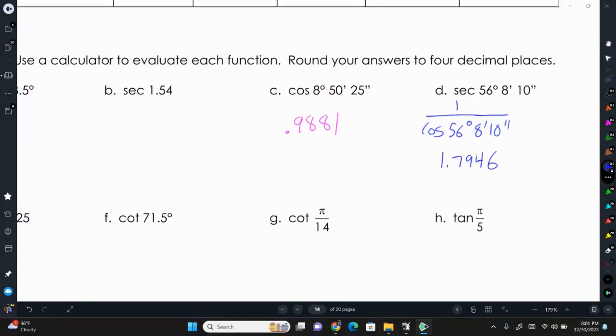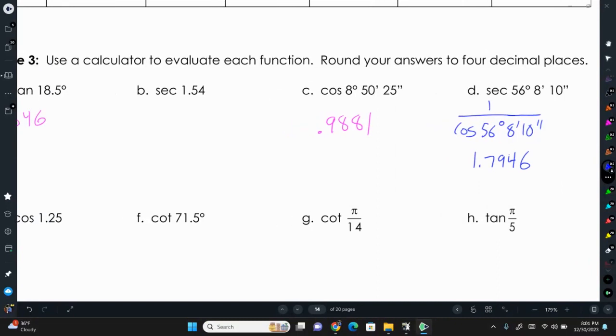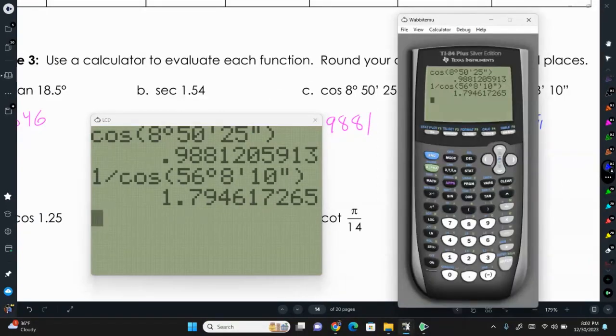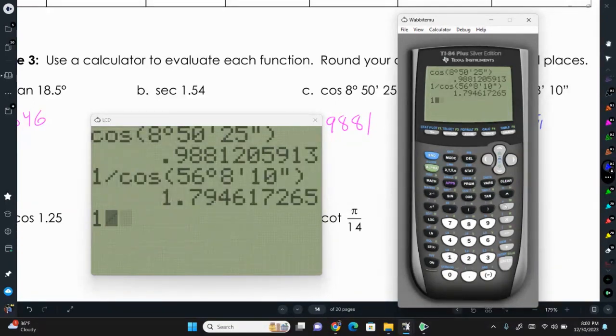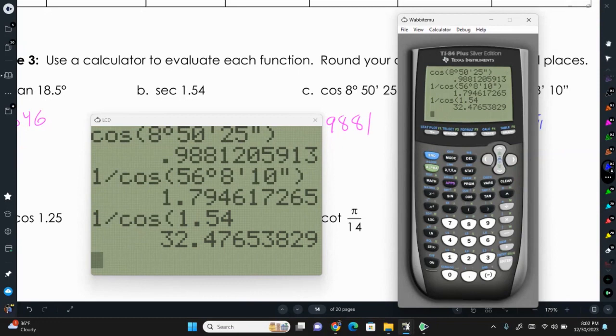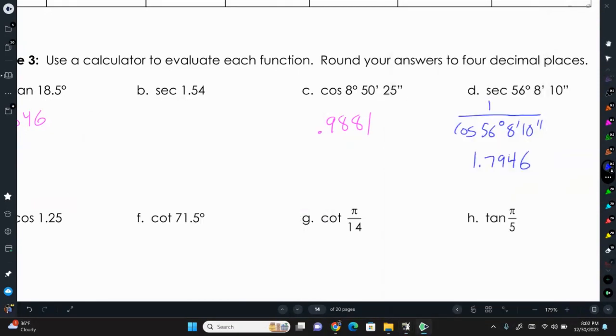And then we're going to go back and I'm going to change my calculator to radian mode to find the secant of 1.54. So 1 over cosine of 1.54. And that gives us 32.4765.